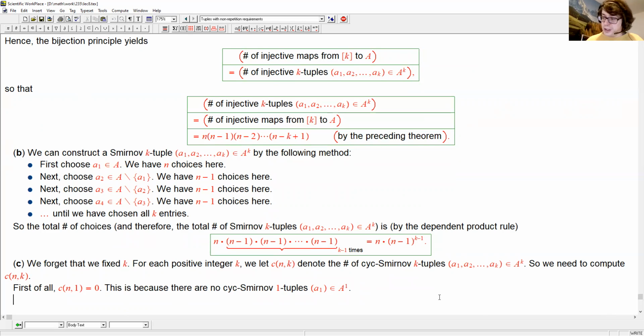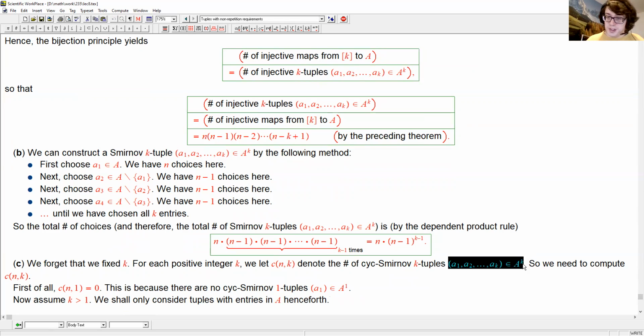Now, assume that k is bigger than 1. We shall only consider tuples with entries in A henceforth in this solution. So this means that we can avoid writing this. We can just say the number of 6-Smirnov k-tuples. We don't need to say that they're with entries in A because we already assumed that.